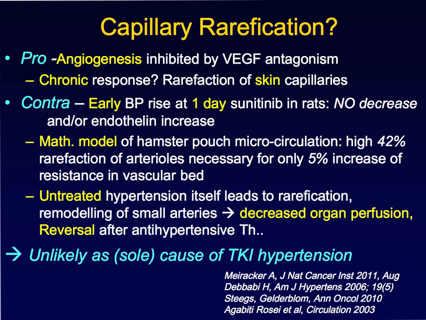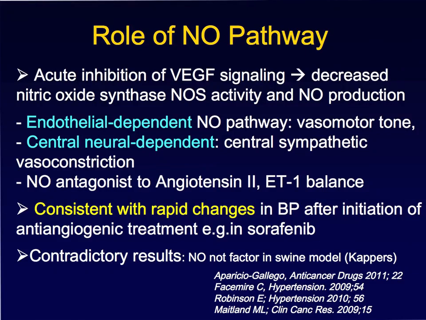And actually, when they did a mathematical model looking at this, you will see that you need a high reduction of arterioles to come up with a 5% increase of resistance in the vascular bed. And also, I think this is very important, that untreated hypertension itself will lead to a decreased organ perfusion and a remodeling of the small arteries, which can be reversed after therapy. So I think it is unlikely as a sole cause of hypertension in this setting.